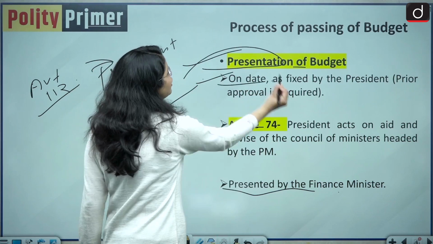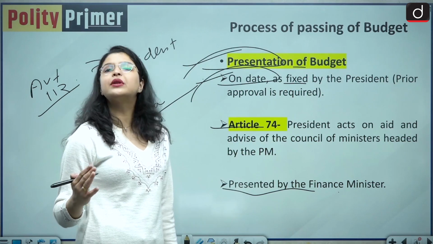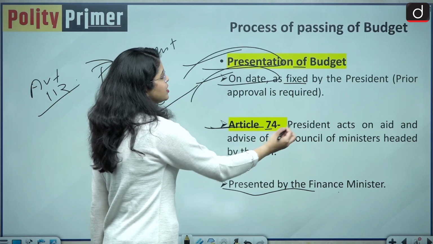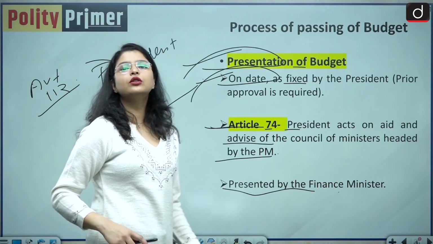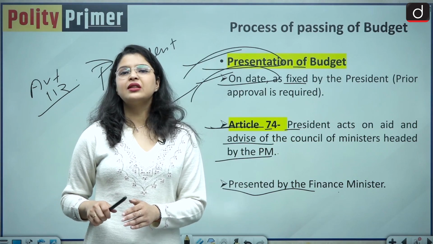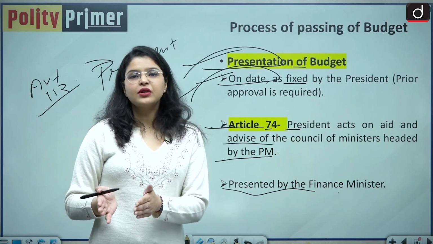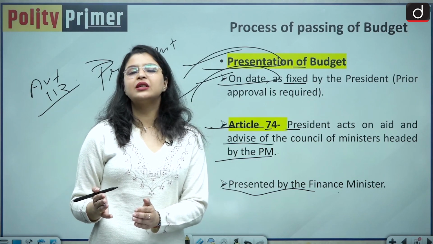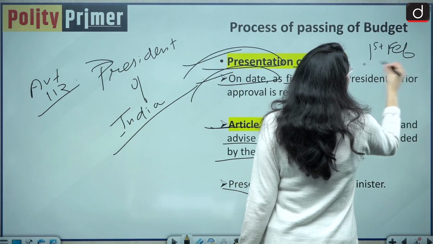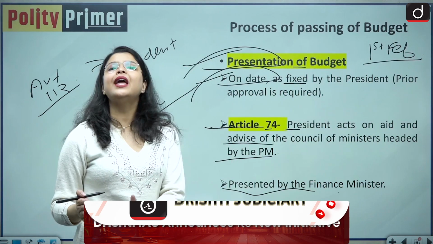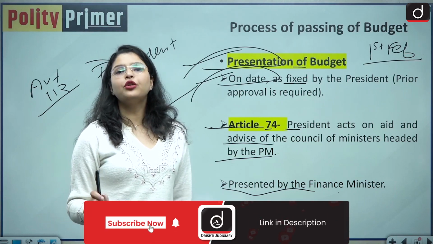Okay, and it is presented on the date as fixed by the President, because prior approval of the President is required for presenting the budget. And Article 74 states that the President acts on the aid and advice of the Council of Ministers headed by the Prime Minister, and that is why the President has no discretion in this regard. Whenever the Parliament feels that there has to be a presentation of the budget, the President gives the go ahead, and it is then presented by the Finance Minister in the Lok Sabha, and generally the date is 1st Feb. Previously, it used to be presented at the end of February, but we have advanced this date, and now the budget is generally presented on 1st of Feb.